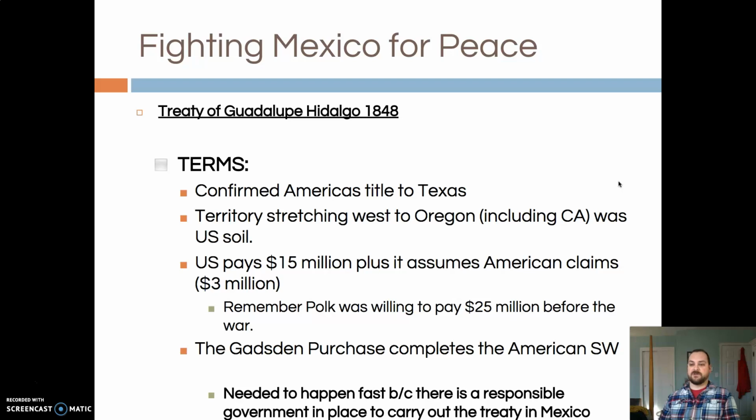This is much more territory than Polk ever thought he was going to get, right? Polk thinks he's getting California, Oregon, and Texas. Well, now they get New Mexico, Arizona, Utah, Nevada, parts of Colorado. It's a huge amount of territory. And we pay them $15 million for all of it. Remember, before the war, he's willing to pay $25 million, but after you defeat someone in a war, you're in the driver's seat. So we pay them $15 million, and we will actually make one more tiny purchase.